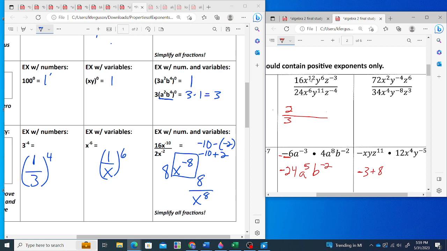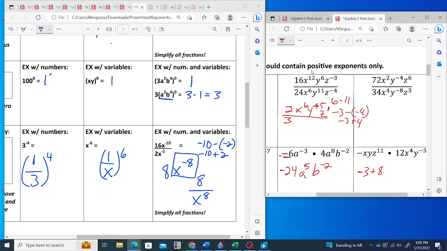I've got x to the 12th divided by x to the 6th, 12 minus 6. So that's just x to the 6th. Right here, I've got 6 y to the 6th divided by y to the 11th. That's 6 minus 11. So that's y to the negative 5th power. And then last, I have z to the negative 3rd divided by z to the negative 4th. So that's negative 3 minus a negative 4. That's negative 3 plus 4. So that's going to be z to the 1st power.